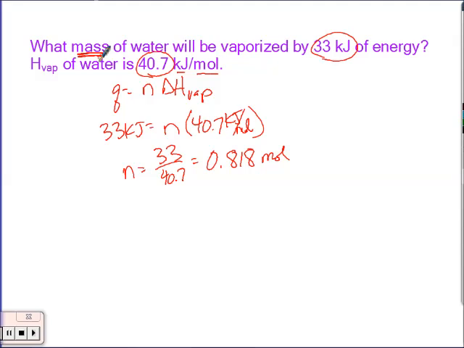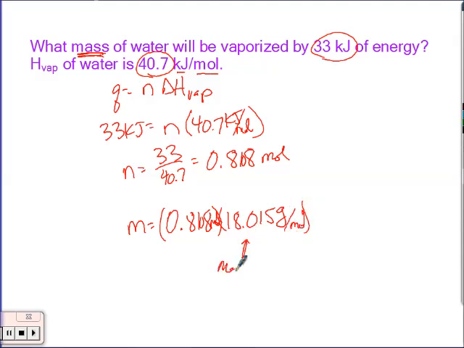Again, it asks me for mass. If I have moles and I want to go to mass, you take your moles, 0.8108. I missed my 0 there. 0.8108 times its molar mass of water, which is grams per mole, 18. This is the molar mass of water.